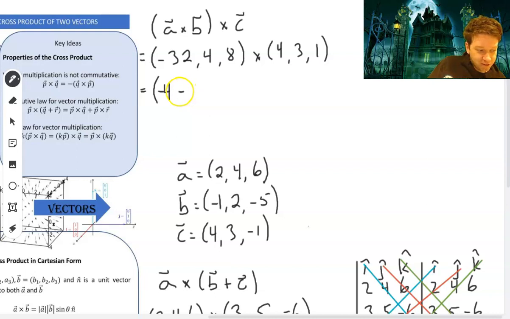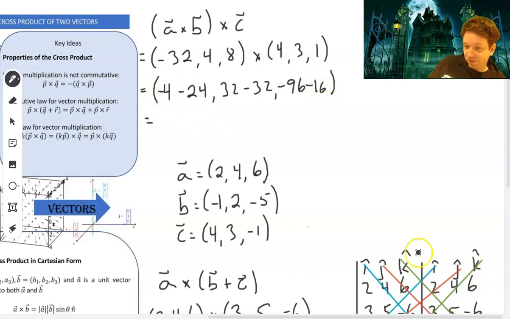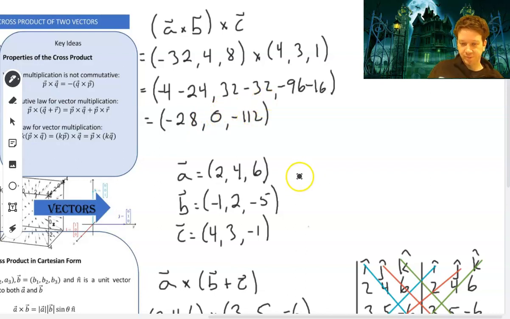minus 4, minus 24, 32, minus 32, and minus 96, minus 16. Okay, and definitely draw this out and confirm that for yourself. We end up with minus 28, 0, and minus 112.